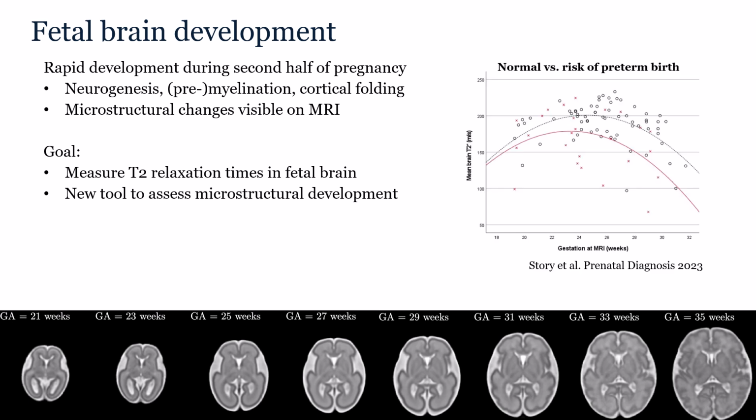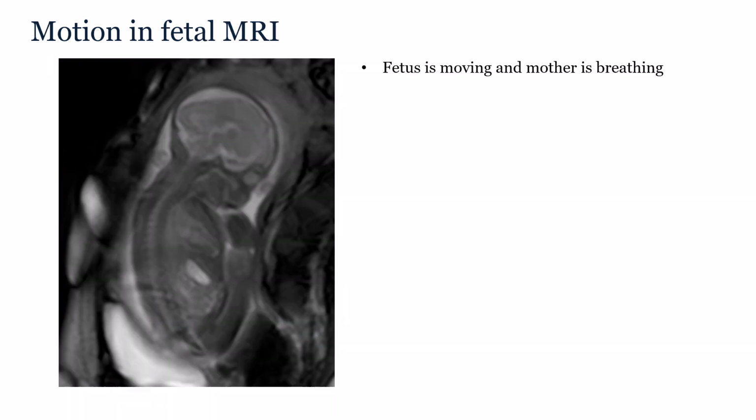Here you can see the changing mean T2 star, a related measure to T2 relaxation time. The black curve represents normal development, while the red curve shows lower T2 star values in fetuses that go on to deliver preterm. So far, no such tool has been developed to measure T2 relaxation time in the fetus.